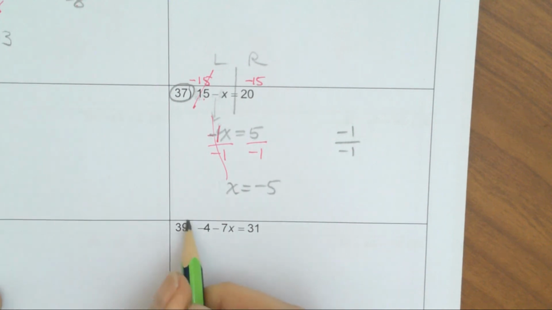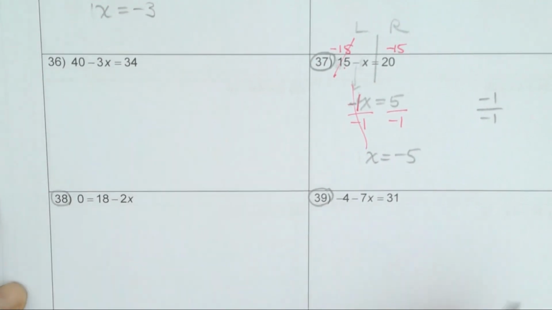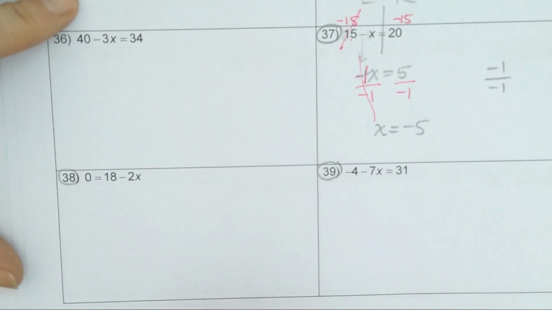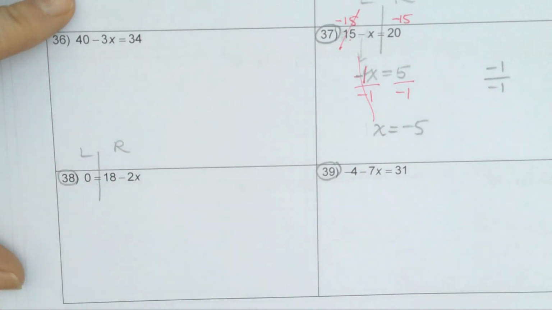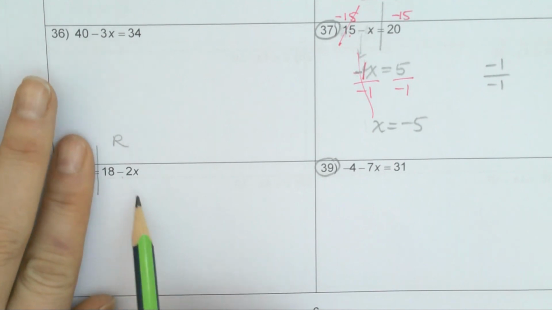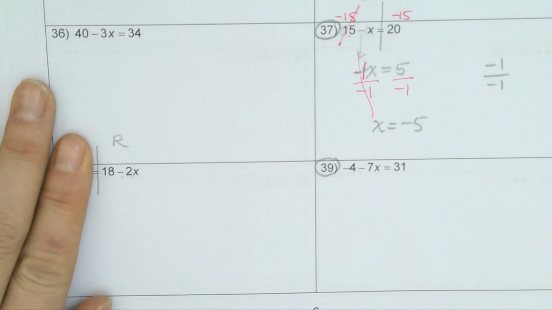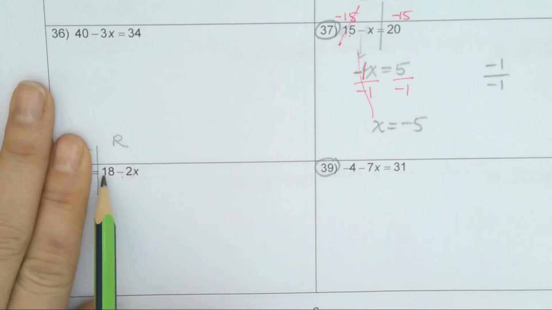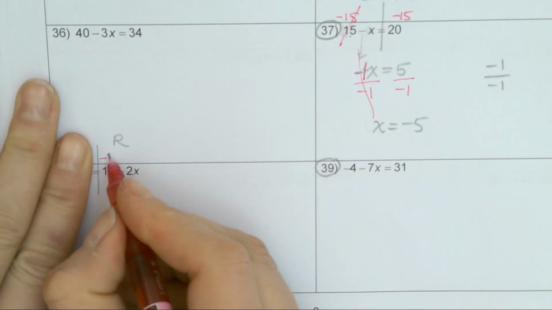Okay, let's do 39. No, let's do 38, because 38 has a 0 here, so it looks a little different. So we cut it at the equal sign to the left and the right. X is on the right, so I'm going to cover that. So 2 is the best friend because he's close. 18 is kind of far away, so it's the neighbor. Who do I get rid of first? The neighbor. So this is positive 18, so I have to do the opposite, negative 18.